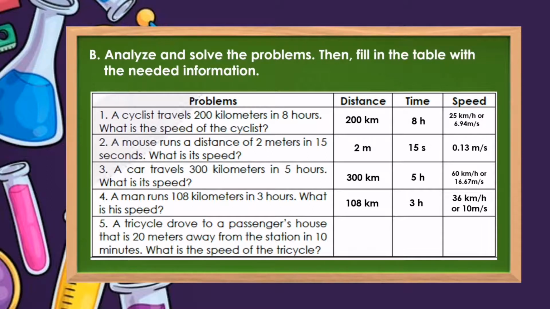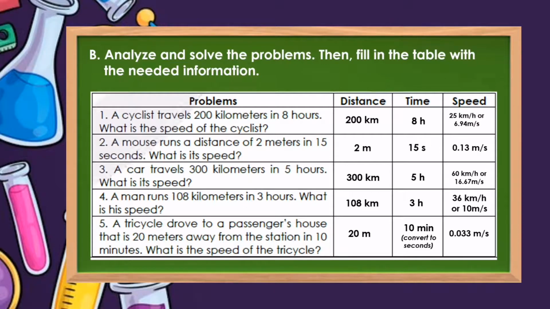Number 5. A tricycle drove to a passenger's house that is 20 meters away from the station in 10 minutes. What is the speed of the tricycle? The distance is 20 meters, and the time is 10 minutes. The speed is 0.033 meter per second.